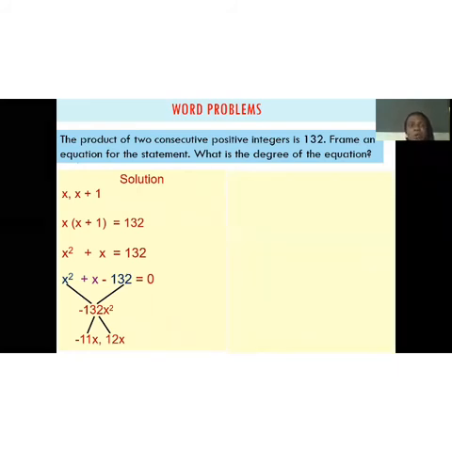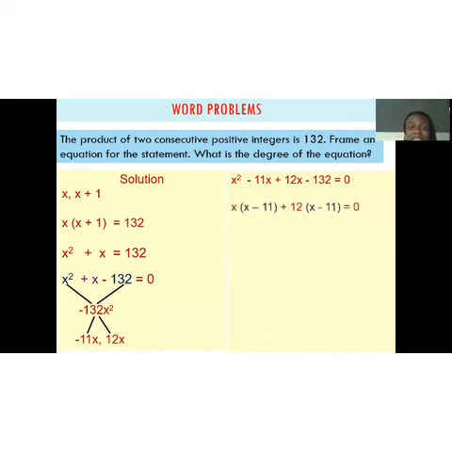So what do we do next? We replace the plus x in the middle with minus 11x and plus 12x. Then we have x squared minus 11x plus 12x minus 132 equals 0. x squared and minus 11x have x in common, so we bring that x: x into x minus 11. Then plus 12x and minus 132 have 12 in common, so plus 12 into x minus 11 equals 0. We pick one out of the two common brackets, so x minus 11, x plus 12 equals 0.